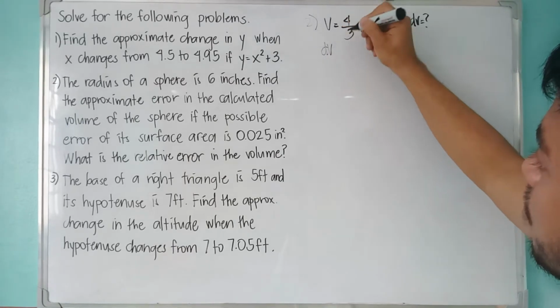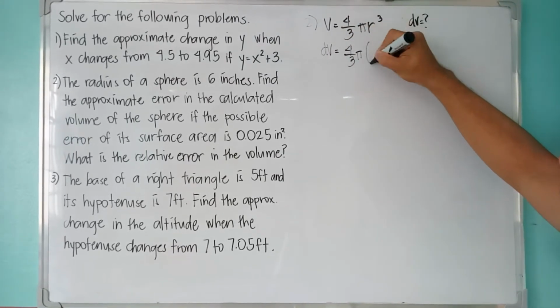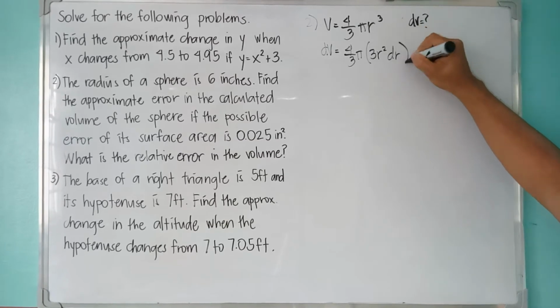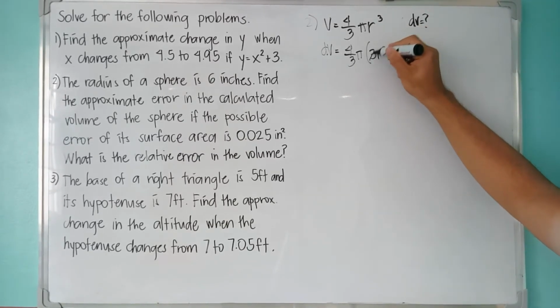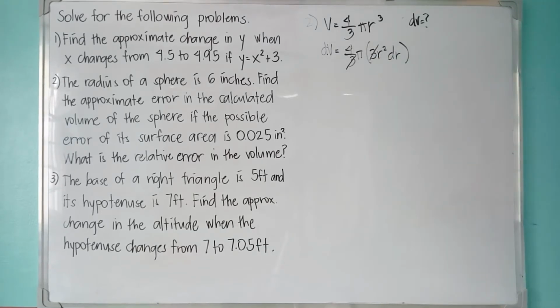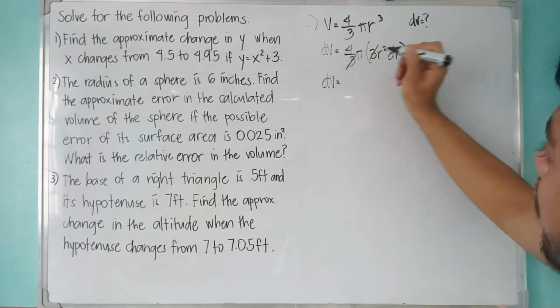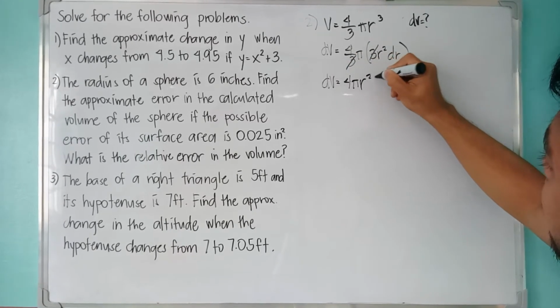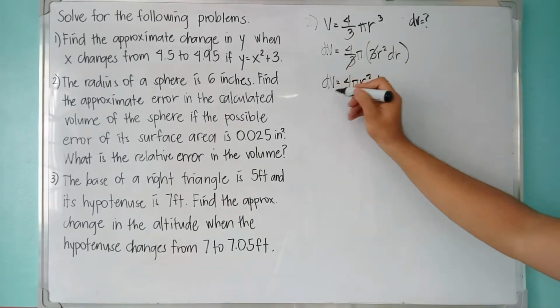Let's say this becomes dV is equal to 4 over 3 pi na constant times derivative ng r cubed, which is 3 r squared times derivative ng r, di ba? Then, this cancels. Meron tayong 3 divided by 3 na equal lang naman sa 1. So, yung dV natin is equal to 4 pi r squared times derivative ng r. Ang hinahanap natin is dV.